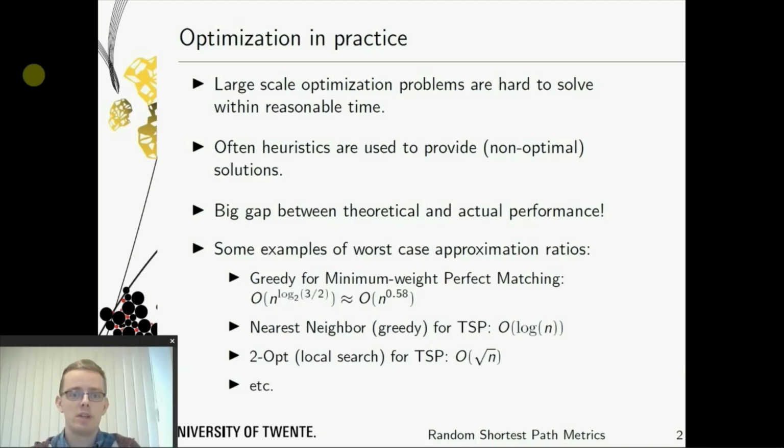To give some examples, we have here the greedy algorithm for minimum weight perfect matching, which has a worst case approximation ratio of approximately n to the power 0.58 on metric instances, whereas in practice one almost always obtains a constant approximation ratio. Similarly, the nearest neighbor heuristic and the two-opt local search heuristic for the traveling salesman problem have a worst case approximation ratio of order log n or square root of n on metric instances, whereas in practice the solutions returned by these heuristics are way better than these relatively pessimistic bounds.